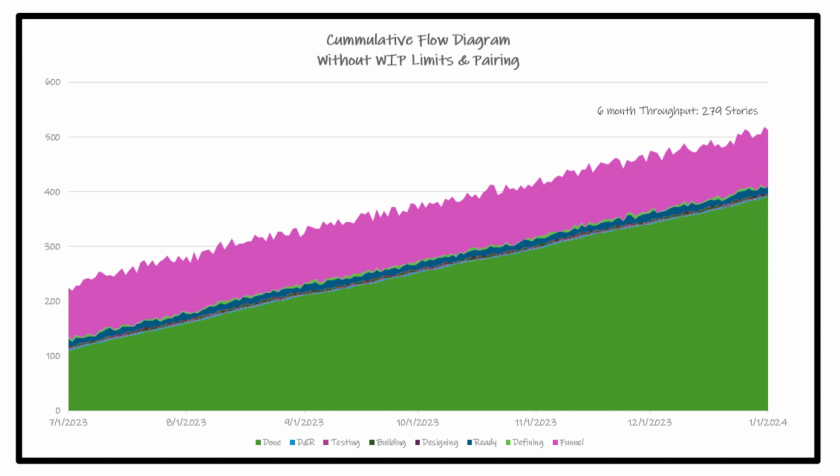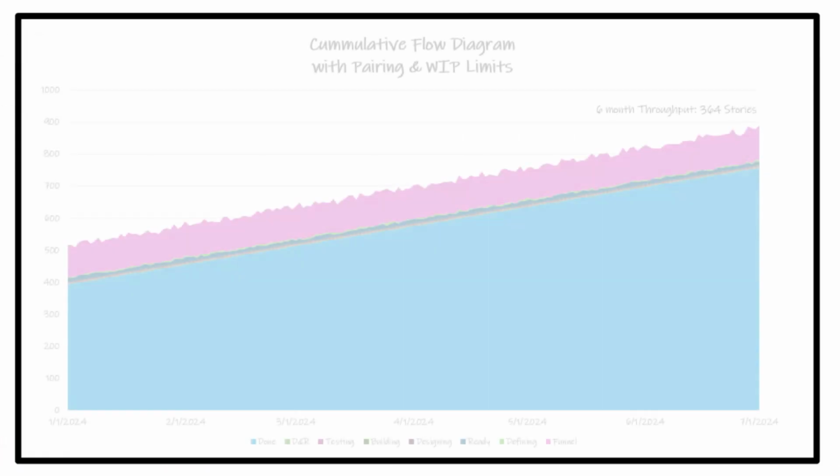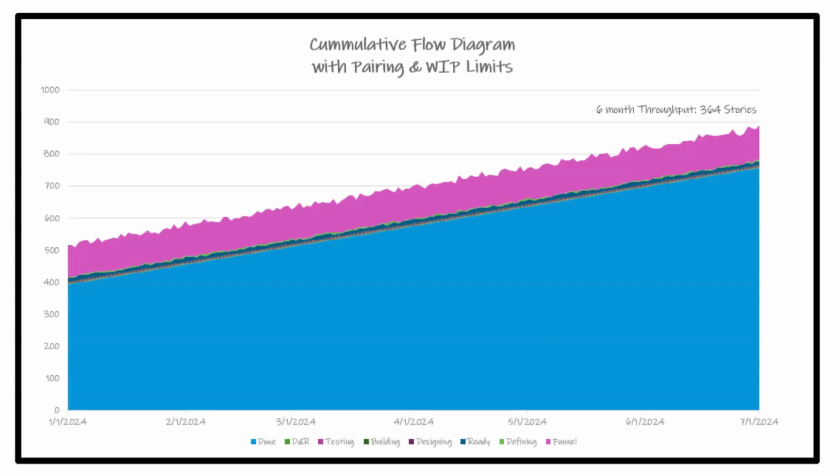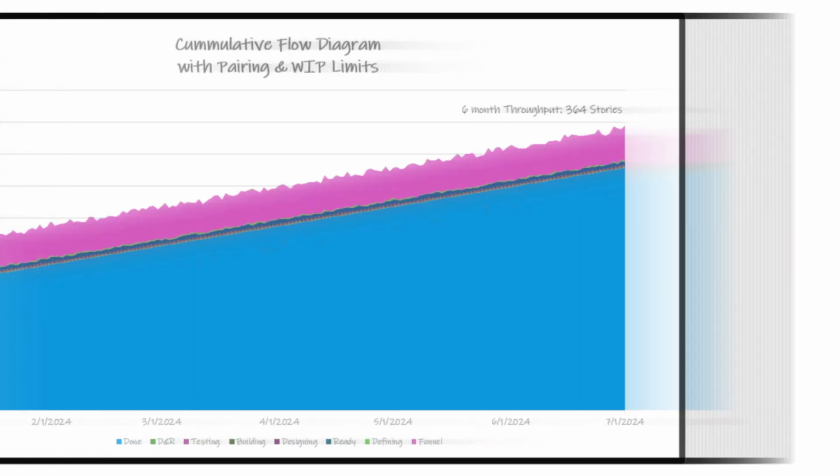The first 6 months, the team had been working in their respective silos. They were not pairing, or at least not frequently, and they were not using WIP limits. The next 6 months are associated with the team working as pairs and observing WIP limits for their development activities. They and their stakeholders are astounded by the increased throughput.